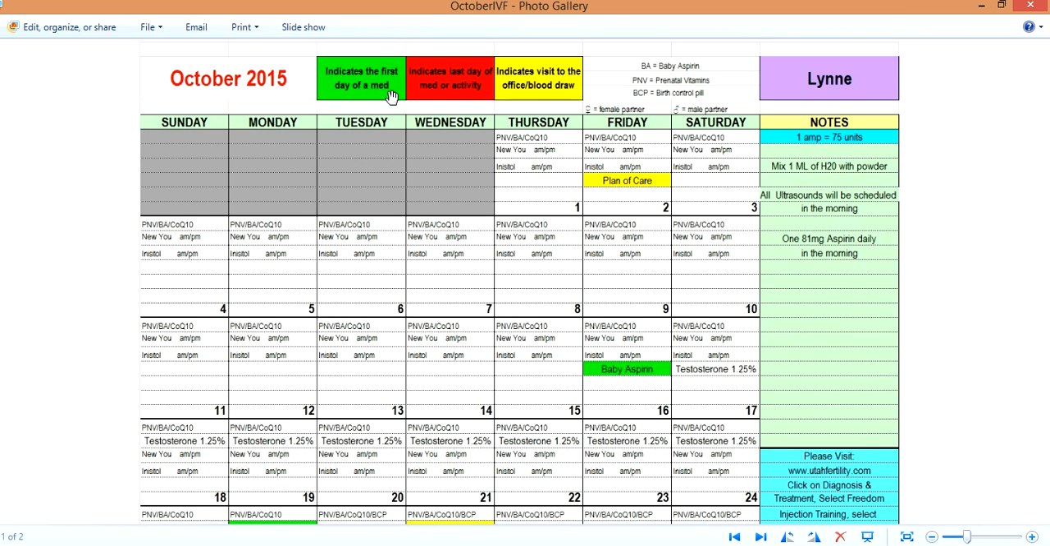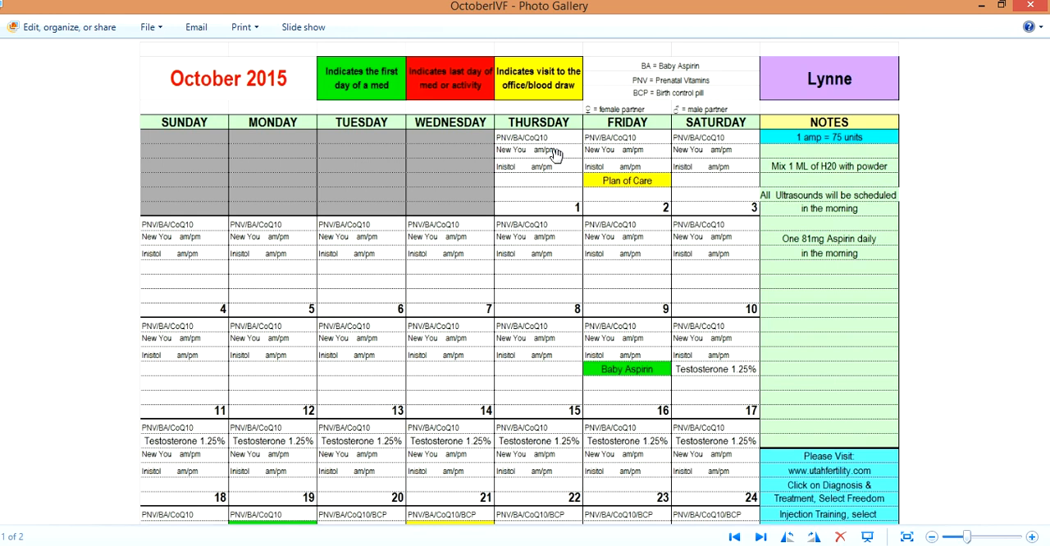Anytime you see a green, that means it's the first day of a medicine or an activity. Red, last day of a medicine or activity. And yellow indicates a visit to the office for blood draws, ultrasound, things like that. So here we have the key. BA stands for baby aspirin, PNV equals prenatal vitamins, and BCP is birth control pill.